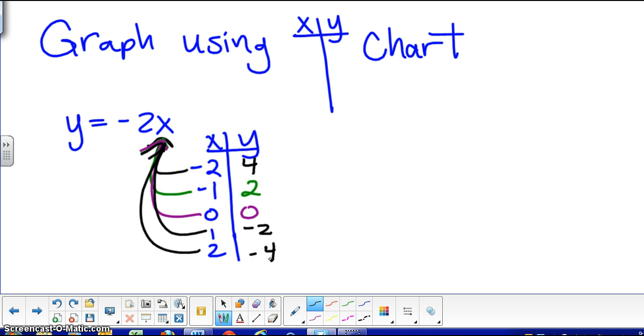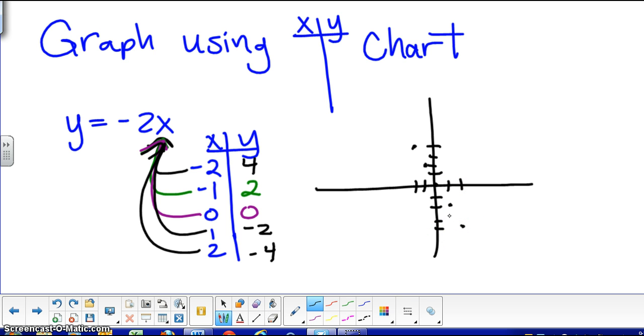Okay, so once you have your ordered pairs, you go to your graph and plot your points. It's going to be to the left 2, 1, 2, 3, 4, and continue that same pattern with negative 1 and 2, and just plot all of your ordered pairs: 0, 0, then 1, negative 2, and then 2, negative 4. And then connect your line, and arrows at the end, and you're done. And that's how you graph using the XY chart.